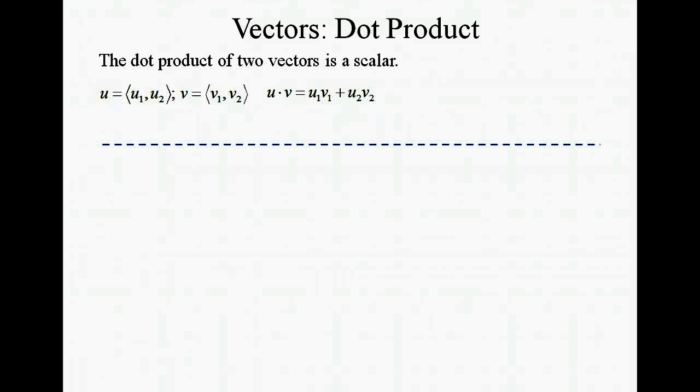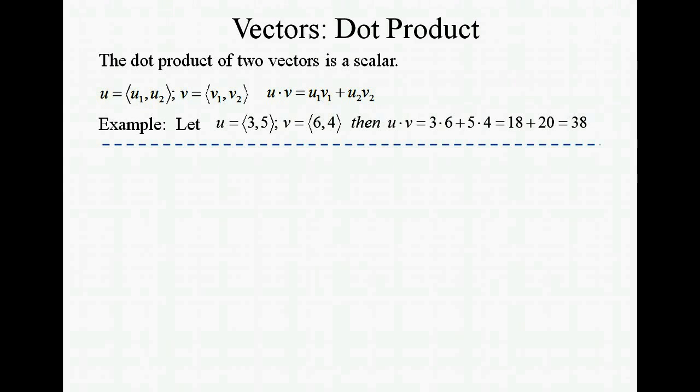So let's look at an example. Suppose that we let u equal the vector 3, 5 and v is equal to the vector 6, 4. We're going to take our x coordinates and multiply them together, multiply our y coordinates together, and then add them. So we get 38 as the dot product.